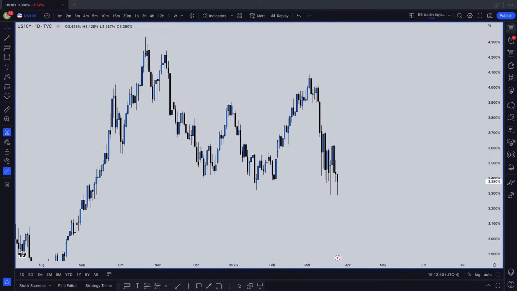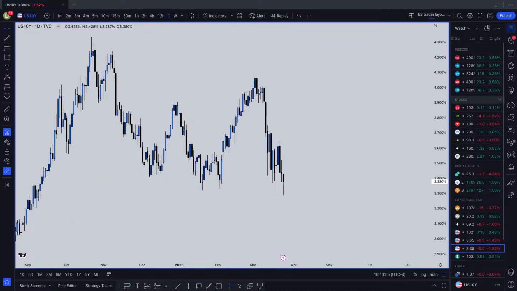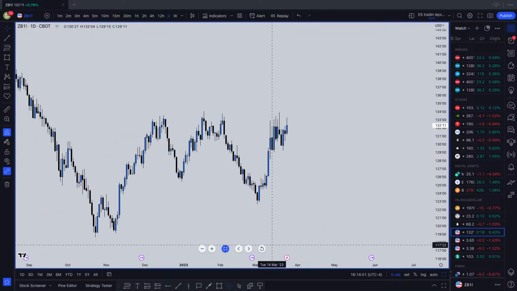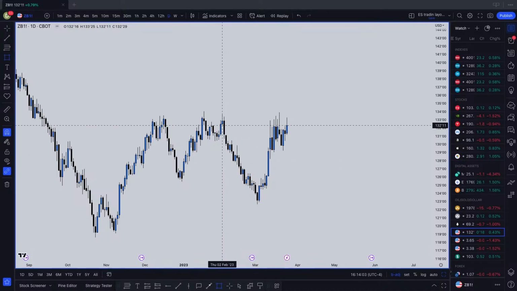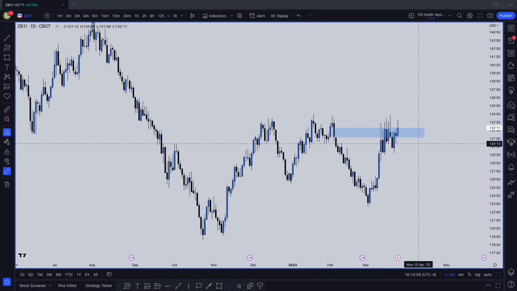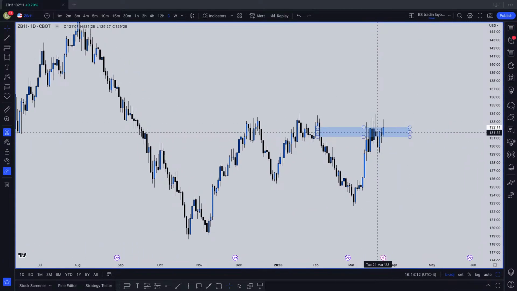And going right into the, looking at T-bonds real quick here. One thing I did want to note is how the bodies are respecting this fair value gap here perfectly. So we are seeing that the bodies are unable to actually get above these highs. What I would have preferred to have seen last week.